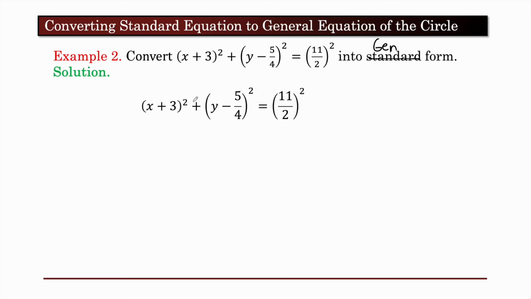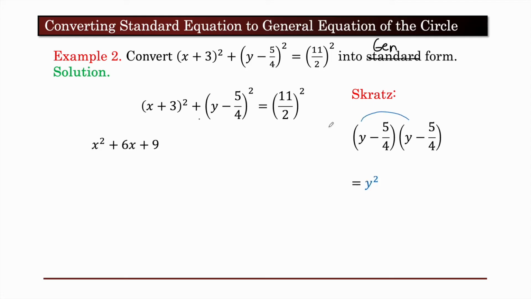So let us expand the x term and the y term. Notice that the x term is very easy. This is left as an exercise. So let us focus on the y term. Let us expand using the FOIL method. Y times y is y squared. Y times negative 5 over 4 is negative 5 over 4y. Same procedure on the inner part. And then last, that will be positive 25 over 16.